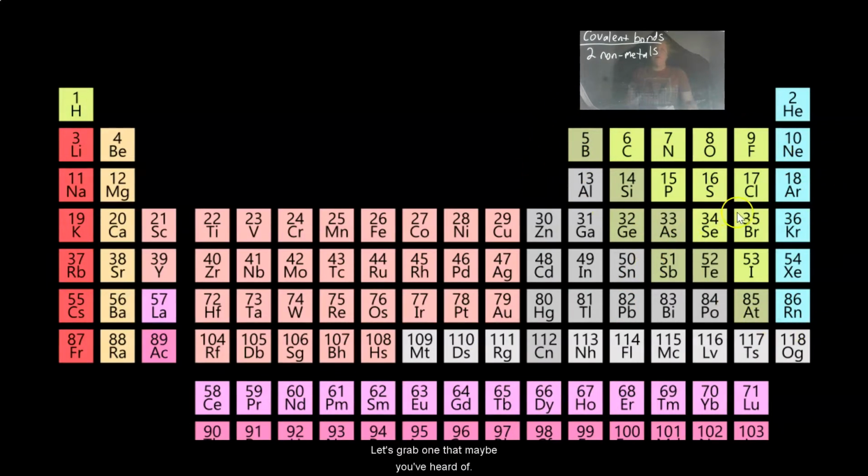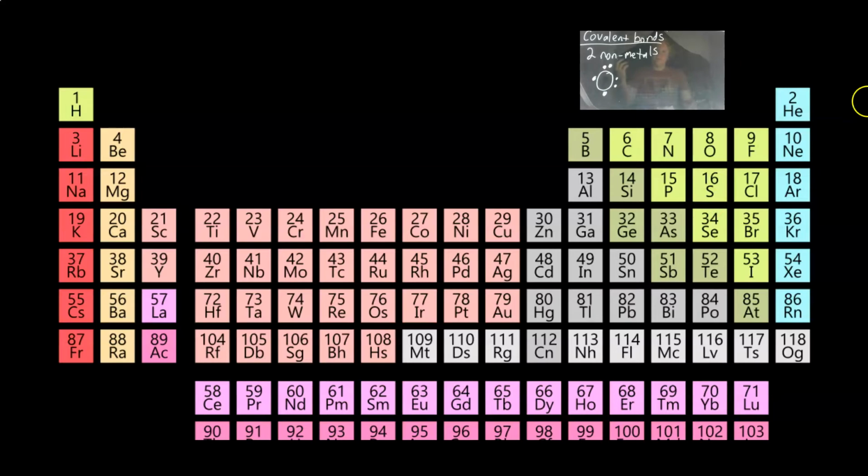Let's grab one that maybe you've heard of. Let's go and build an O2. So oxygen's here. It's number 8. How many valence electrons does oxygen have? Well, if we count our groups, we have 1, 2, 3, 4, 5, 6 valence electrons. So let's put an oxygen here. Make our electrons a little bit more apparent.